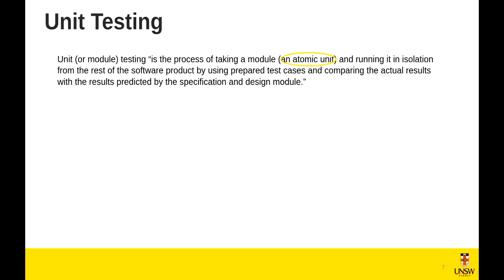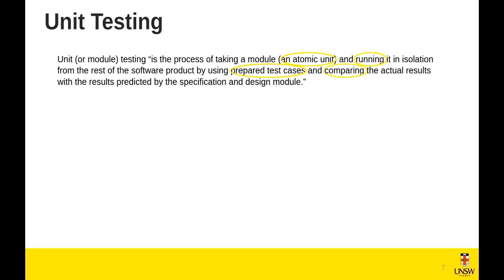The first one is, for unit testing, we need to identify the atomic unit of the program, and then we need to run this atomic unit. This running here means that this process is dynamic. We need to execute the code. And then we need to have some prepared test cases or prepared test inputs to run this unit. And how can we prepare this test input? We can use the strategies we have learned from functional testing and structural testing.